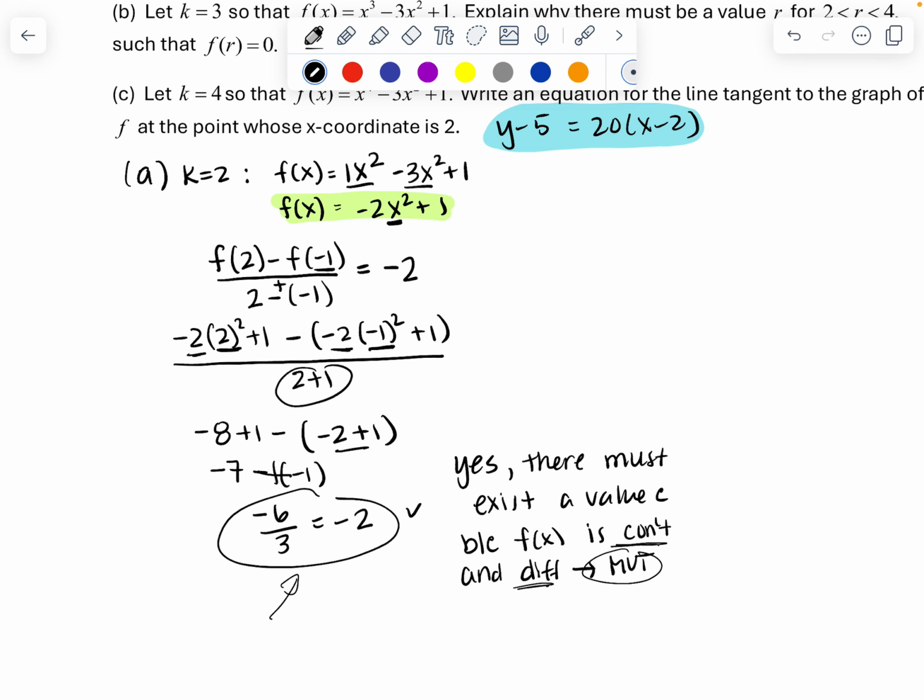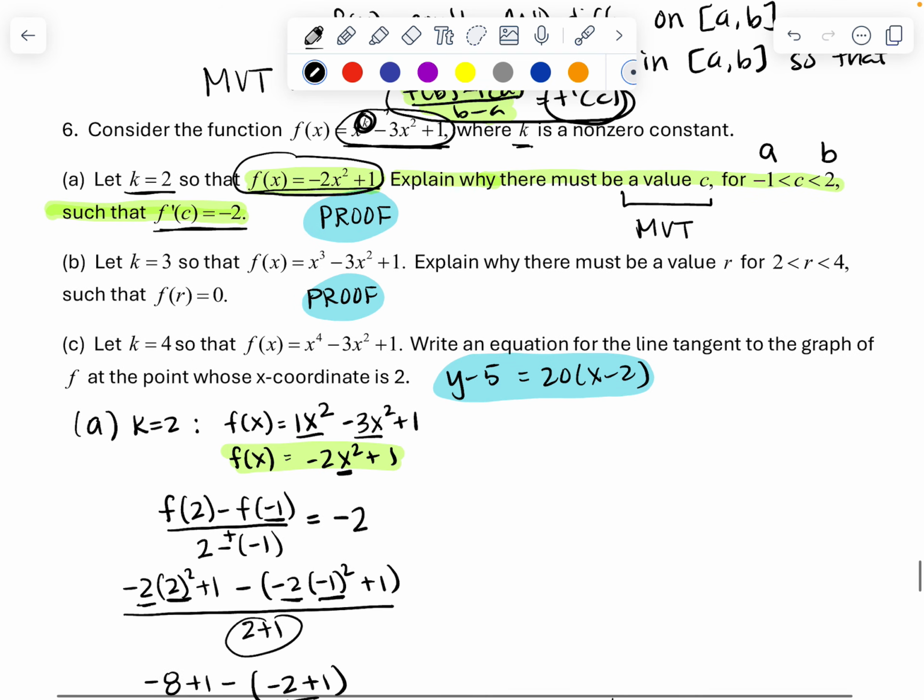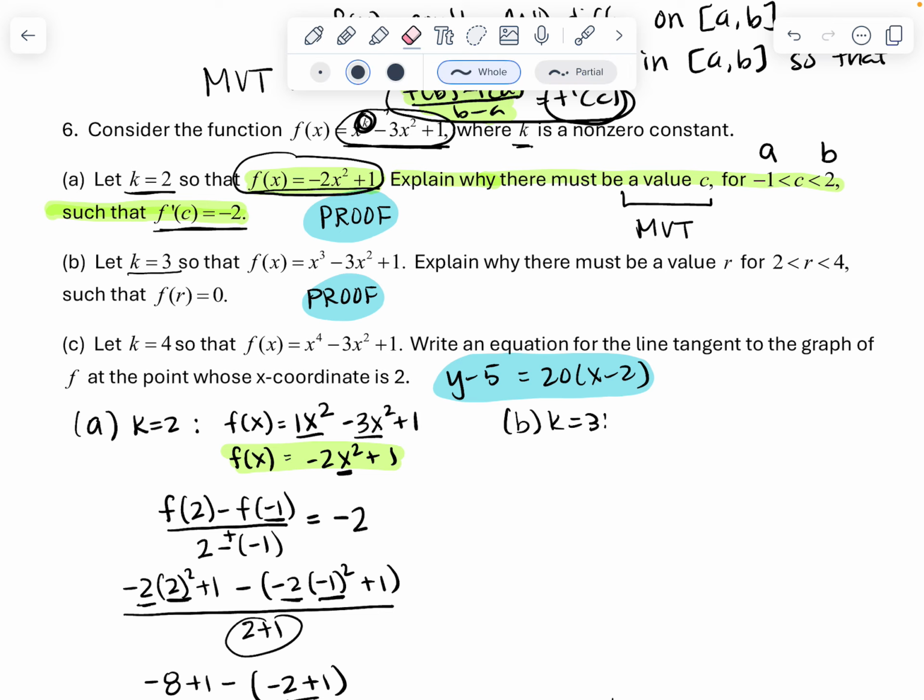All right, let's look at part B. On this one, it said let k equal 3. So let's do the same thing. This time, this k right here is going to be a 3, so I'm going to get x cubed minus 3x squared plus 1. Again, if you're wondering how they got this, they just replaced the k with a 3.